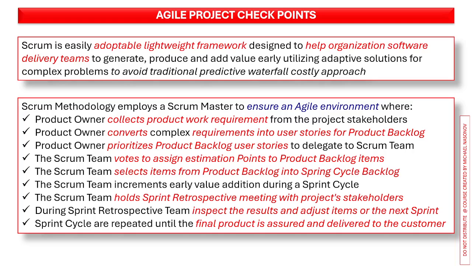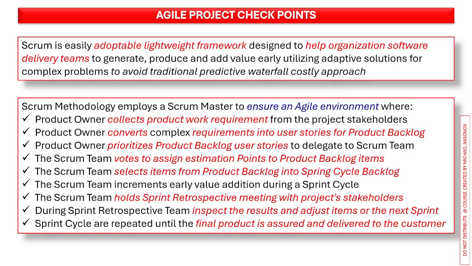An organization employs a Scrum Master armed with Scrum methodology to ensure an agile environment where, first of all, the product owner collects product work requirements from the project stakeholders and converts complex requirements into user stories for the product backlog. Then he prioritizes the product backlog user stories and finally delegates to the Scrum team.